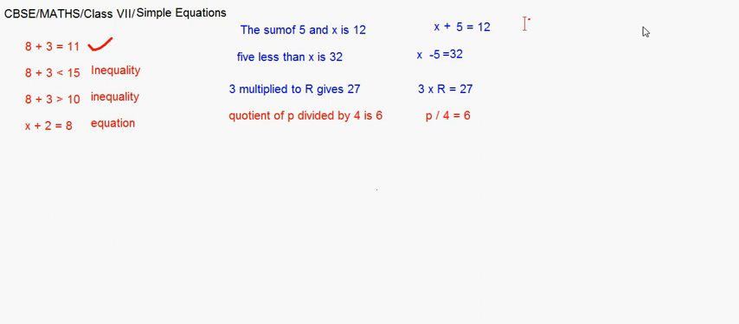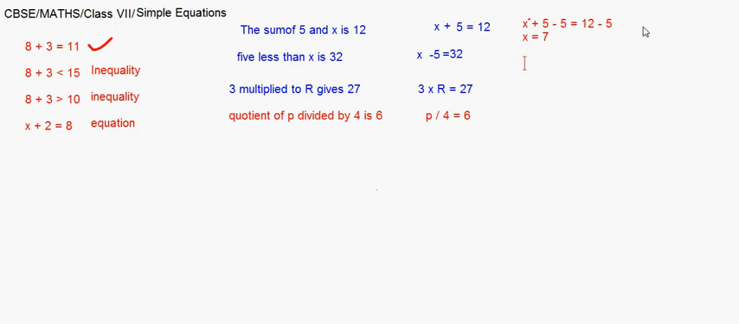So this will look like x, which already had a plus 5 there. I need to subtract this 5 to get a 0. On the right hand side also, I'll have to do the same subtraction of 5. So on the left hand side, plus 5 minus 5 is 0, leaving me with only x. And on the right side, it becomes 12 minus 5, and that gives us 7. So the value of x is 7.